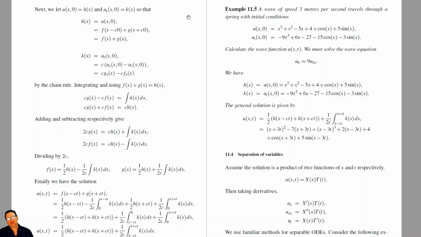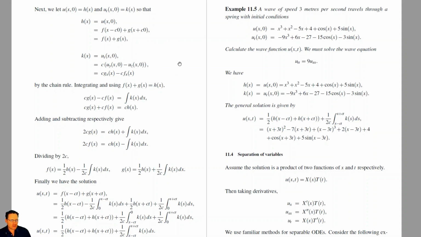So let's let h of x be u of x and t is 0. And let's let the partial derivative of u with respect to t at x, when t is 0, be called k of x. So now we want to write h of x as u of x, 0, and then sub in what we have according to our last line. So that's f of x minus c times 0, because we're subbing in 0, and then plus g of x plus c times 0. Again, we're subbing in 0. So simplifying that, we see that it's f of x plus g of x.